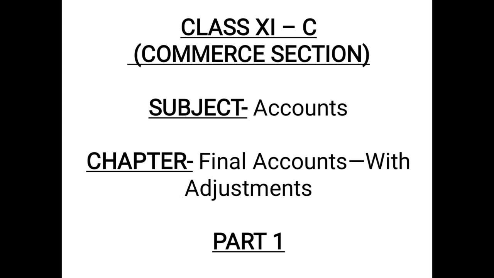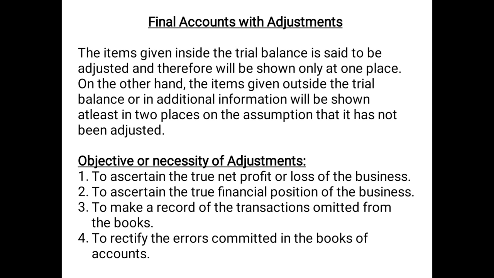Then we discussed the third final account which we prepare, your balance sheet, and we have learned that balance sheet is a position statement. It shows the financial position of the business. On the left hand side, there is no debit and credit column. On the left hand side, we show the liabilities, and on the right hand side, we show the assets. So this much we have already done in the chapter Final Accounts without adjustments. Now we are starting with Final Accounts with adjustments.